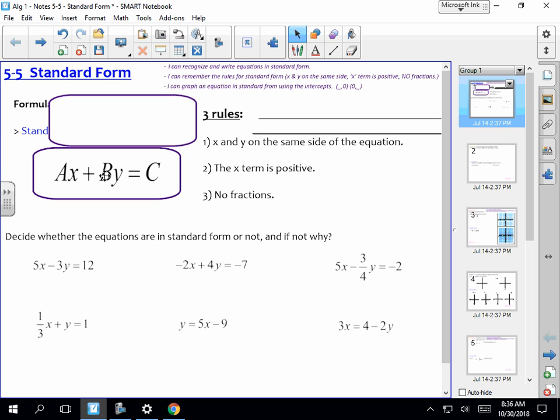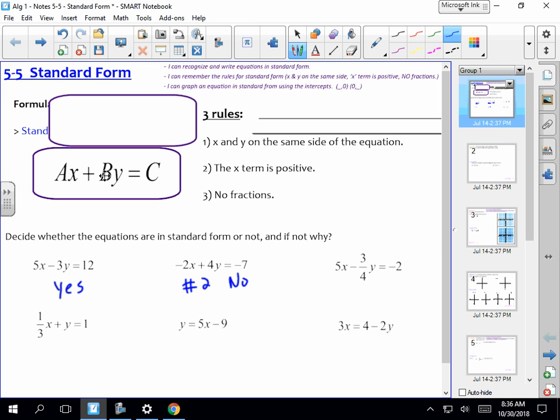Okay, what about the first one? Is it in standard form? Yes, it is. So all the others are not. So let's figure out why not. Why not this one? Because they're negatives. Yeah, it's rule number 2. So this is a no because it breaks number 2.